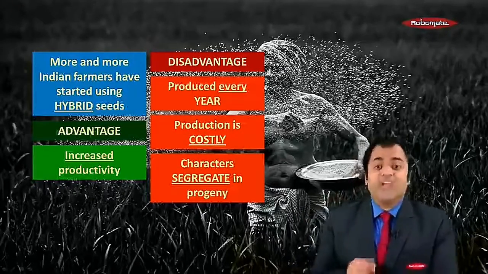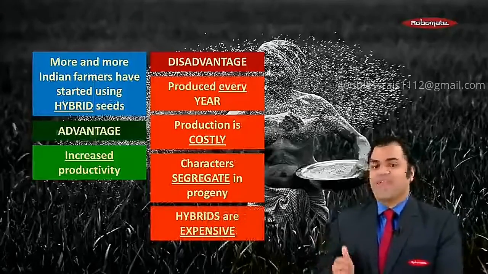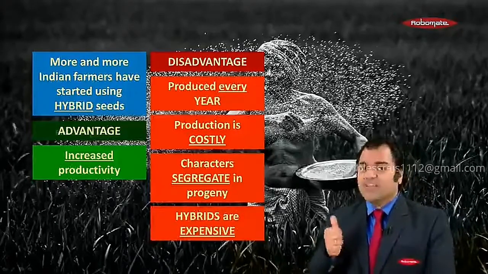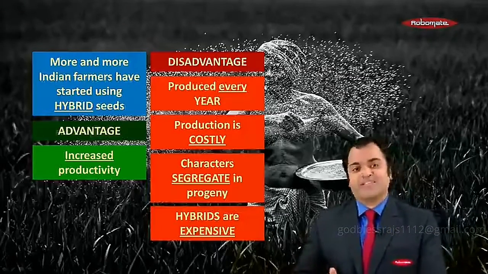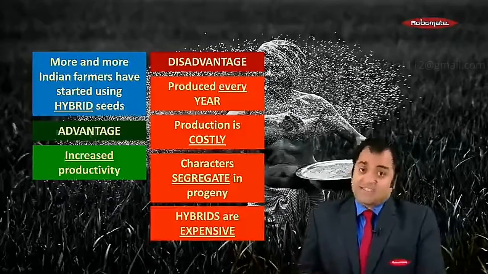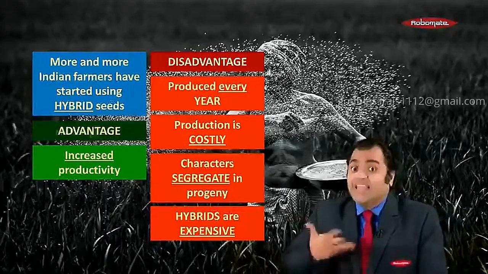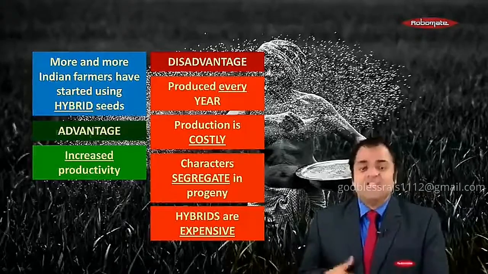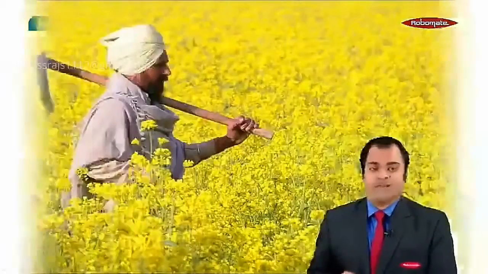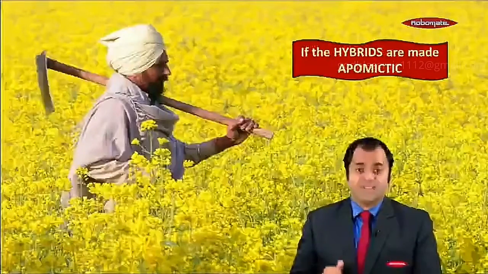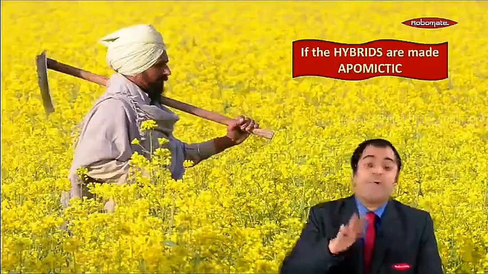And finally, you should also remember that buying these hybrids is very, very expensive. A normal Indian farmer cannot afford to buy these expensive hybrid varieties of seeds. But they still have to be used because the productivity is very, very high. High yielding varieties, remember? So what should we do here? They say that if you want these hybrid varieties to be used, these hybrids should be made apomictic.